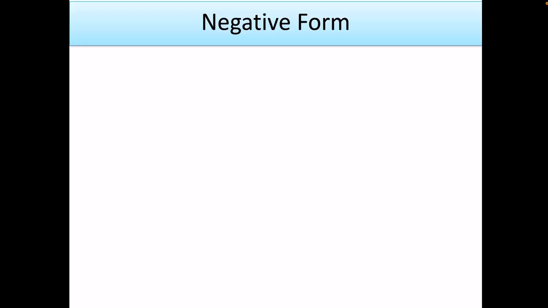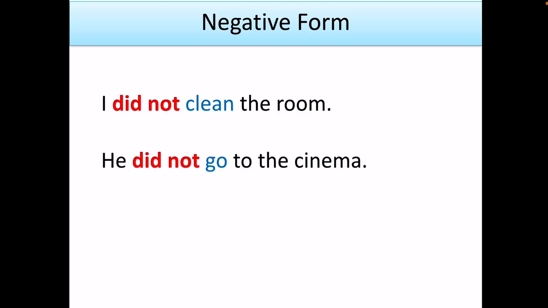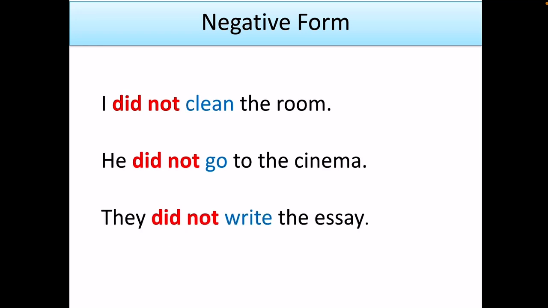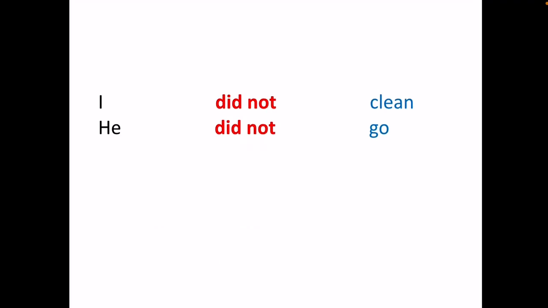How we form a negative form from the past simple tense. Now here I have, I did not clean the room. He did not go to the cinema. They did not write the essay. Now these are negative form. Let's check them in a close look. I did not clean. He did not go.